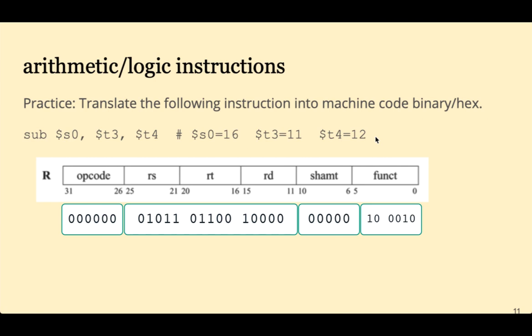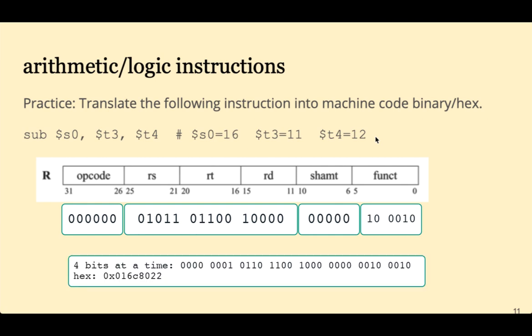So here we have the binary machine code of the instruction, and generally it's more readable if we put it in hex. Recall that each 4 bits will correspond to 1 hex digit.